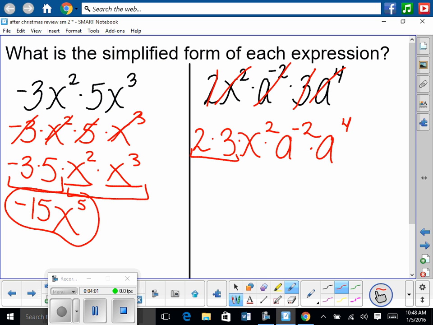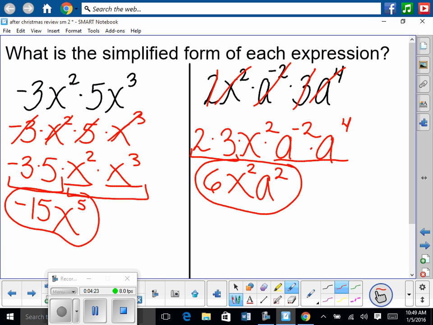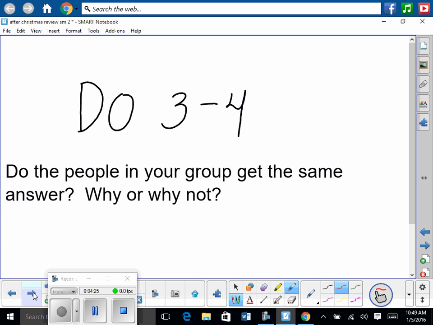Simplify in pieces. 2 times 3 is 6. X squared, no other x's. And then we're multiplying the same base here. How'd you get that? Multiply, yeah. When you multiply the same base, you add your exponents. So negative 2 plus 4 is 2. All right, any questions on that? We all comfortable? Okay, 2, 3 through 4.